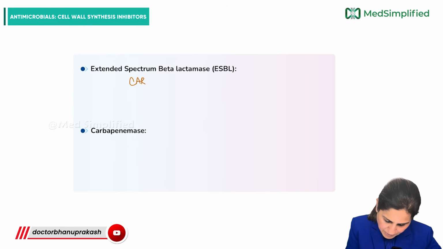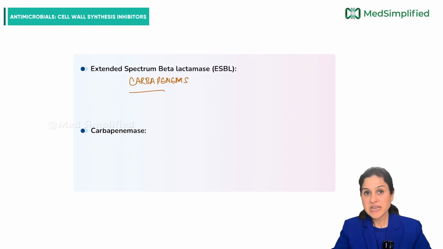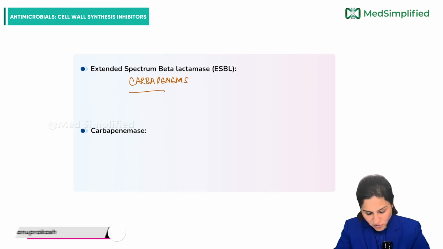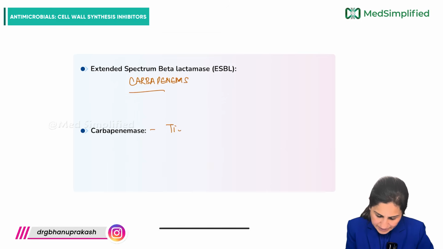Then for extended spectrum beta-lactamases, what is the drug you can give? That is carbapenems. Then if bacteria develop resistance to this as well by forming carbapenemase, what can you give now? You can give tigecycline or polymyxin.